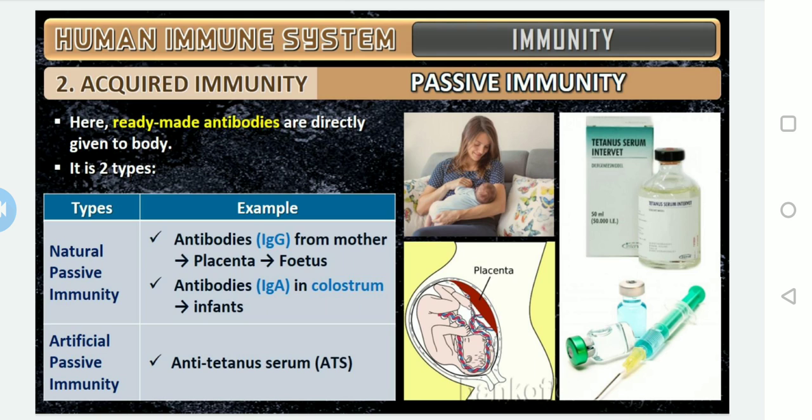Remember, the transfer of actively formed antibodies from one person or animal to another to build up resistance is called passive immunity. This is very important because generally they will ask which type of immunity is transferred from mother to fetus through the placenta. Passive immunity, the transfer of antibodies, normally takes place between mother and fetus through the placenta. The fetus receives some antibody, IgG, from the mother during pregnancy.